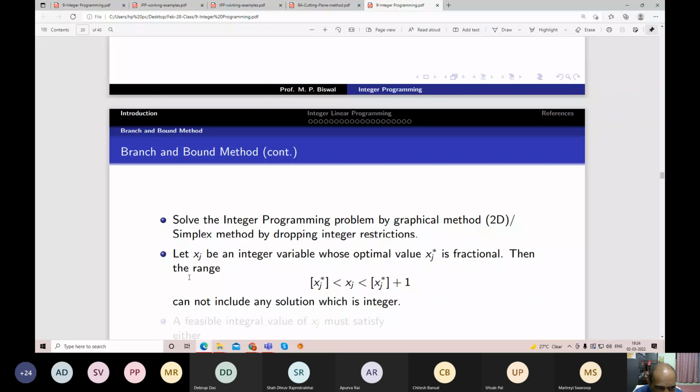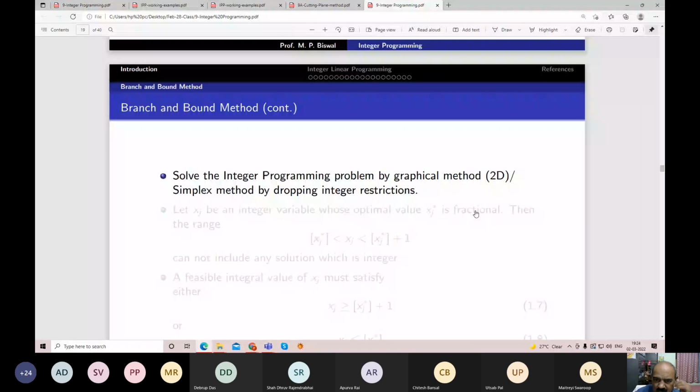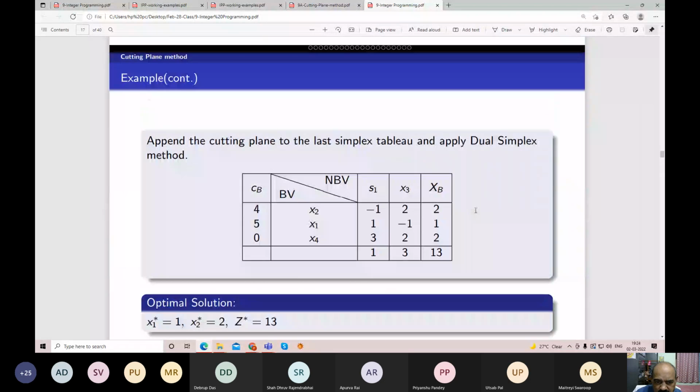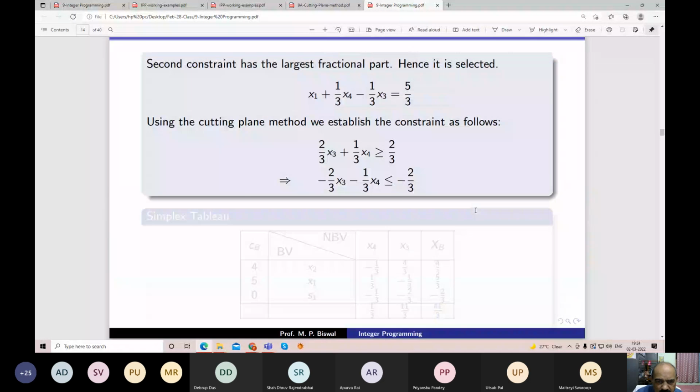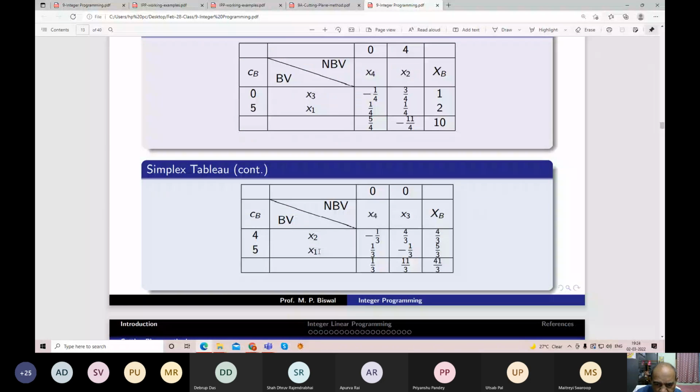Let xj be an integer variable whose optimal value is xj star, which is fractional. Earlier, see this example, we have taken some problem. Here x1 equal to 5 by 3, x2 equal to 4 by 3. This x1 and x2 are supposed to be integer. We are interested in integers, but presently their values are fractional, this table is optimal, and the optimal solution is fractional, not integer.